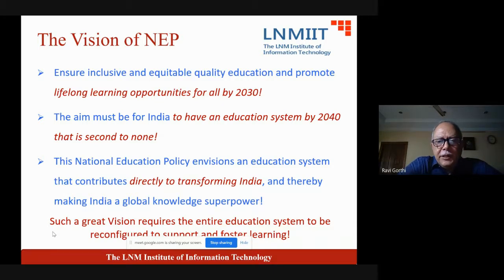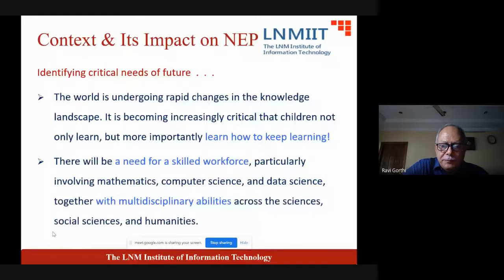The aim must be for India to have an education system by 2040. Please remember, an education system, a working system, not a document. By 2040, that is second to none. It's good to have such. This national education policy envisions an education system that contributes directly to transforming India, not indirectly, somewhat proportionately, etc. Directly transforming India. That's the vision, thereby making India a global education power.